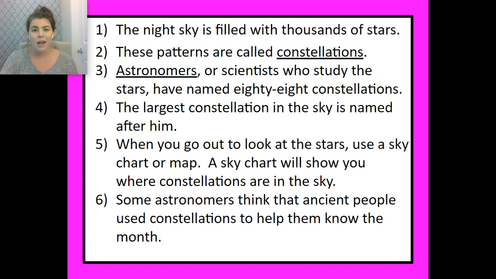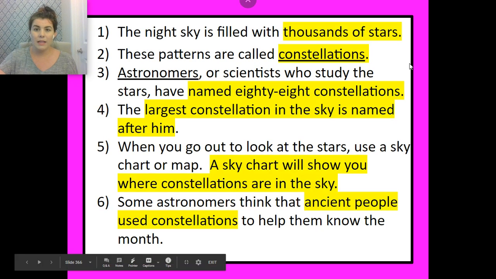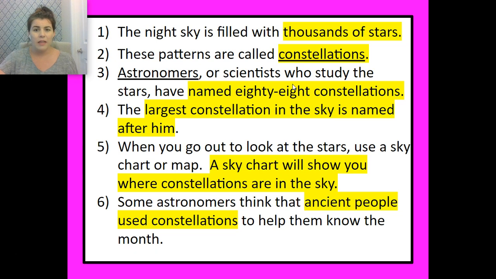So this is what I saw when I was looking through and I was trying to find repeating ideas. Really this idea of like a lot of stars coming into constellations, they're naming these constellations. These are kind of how they're named. You can use a sky chart to find constellations. People used constellations to help them. I'm seeing some repeating ideas here. So let's actually write some of them down.